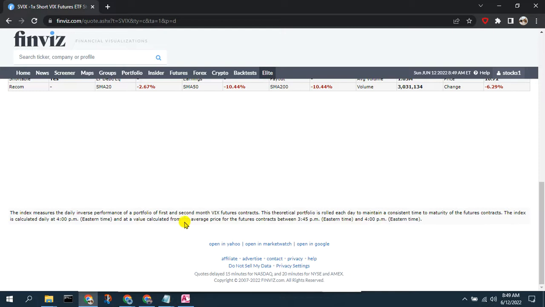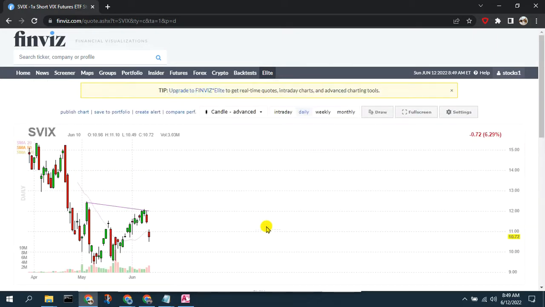So again, it's recalculated, and then you can have a change in value, a gap up or gap down at 4 p.m. when it is recalculated on a daily basis. And again, this is based on first and second month VIX futures contracts. So again, this is the profile for SVIX in FinViz, and we hope that helps.